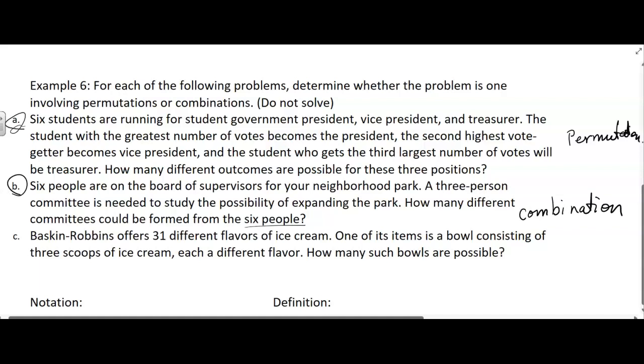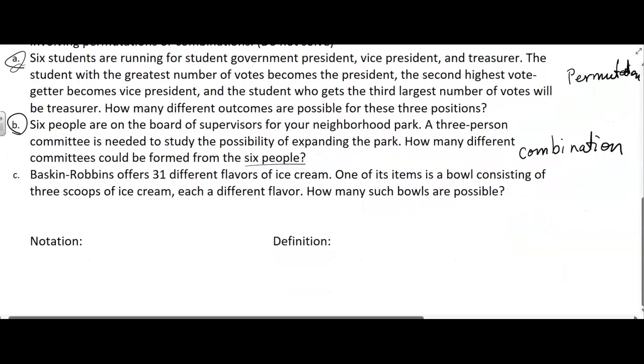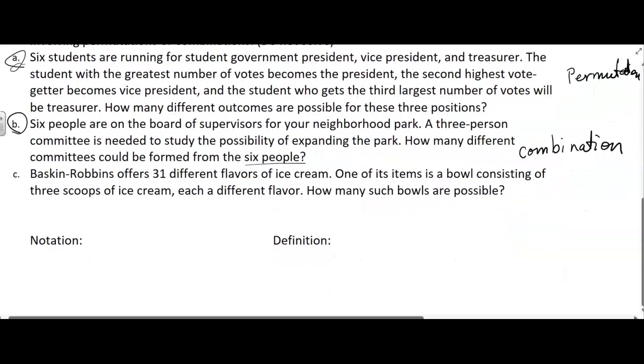And the last one: Baskin-Robbins offers 31 different flavors of ice cream. One of its items is a bowl consisting of 3 scoops of ice cream, each of a different flavor. How many bowls are possible? Does it make a difference which ice cream I put in the bowl first? I'm going to say it doesn't make a difference which one I put in the bowl first. So I'm going to say this is a combination.